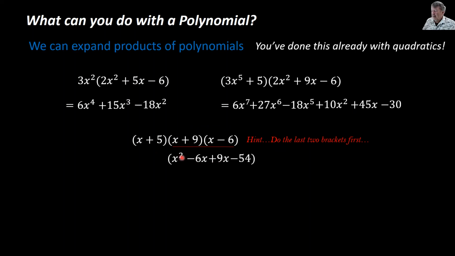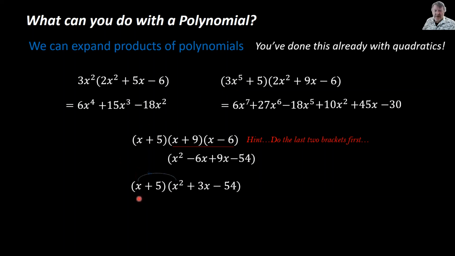Now have a look here. Remember, look for the inside terms. Let's simplify that. Negative 6 plus 9 is positive 3. Now, if you remember, we haven't used this x plus 5. So let's bring it down. Now we do exactly the same thing as we did up here.